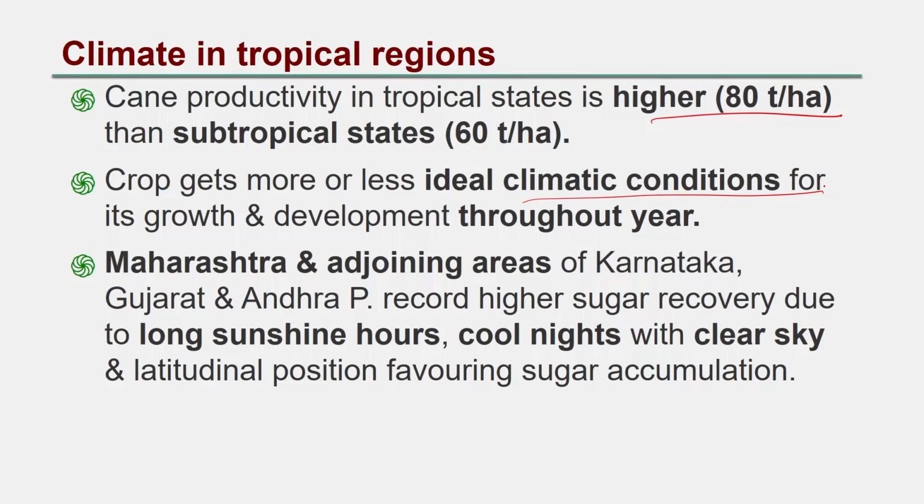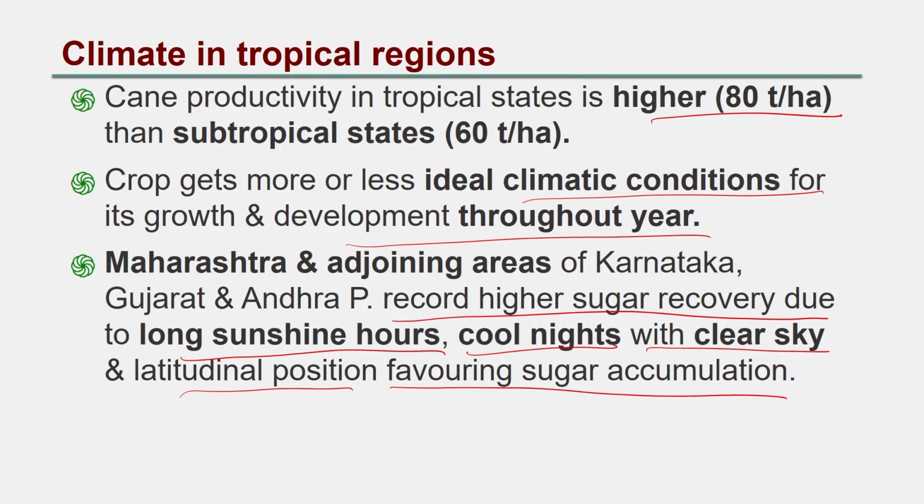Crop gets more or less ideal climatic conditions for its growth and development throughout the year in tropical belt of India. Maharashtra and adjoining areas of Karnataka, Gujarat and Andhra Pradesh record higher sugar recovery due to long sunshine hours, cool nights with clear sky and latitudinal position favoring sugar accumulation.